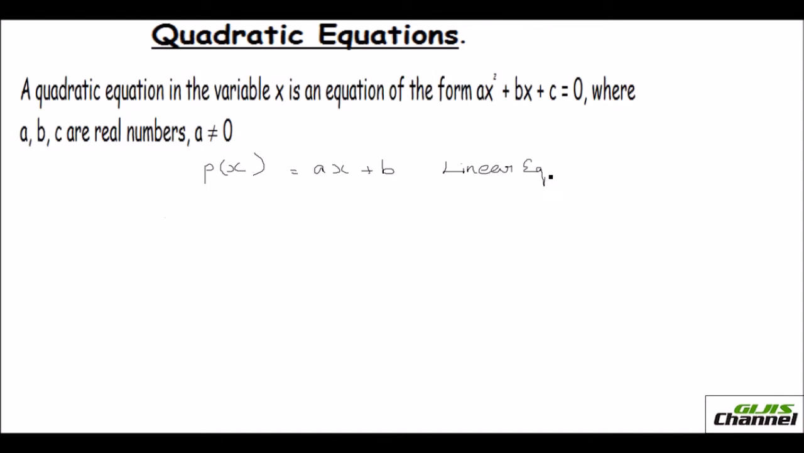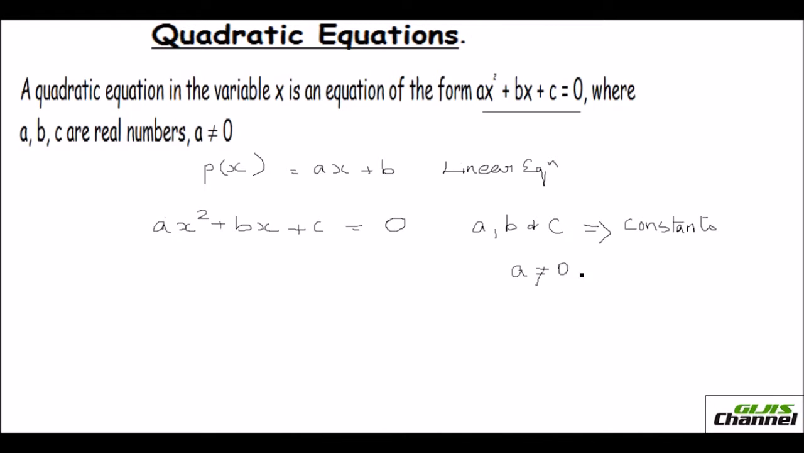So here the quadratic equation is one where the higher degree would be 2. Okay. So the general form of a quadratic equation is ax squared plus bx plus c equals 0. Okay, and this a, b and c are constants. Never can you have your a as 0.